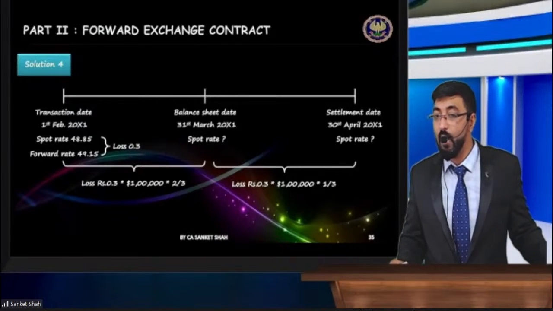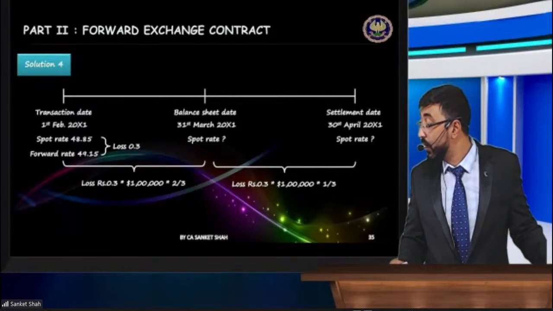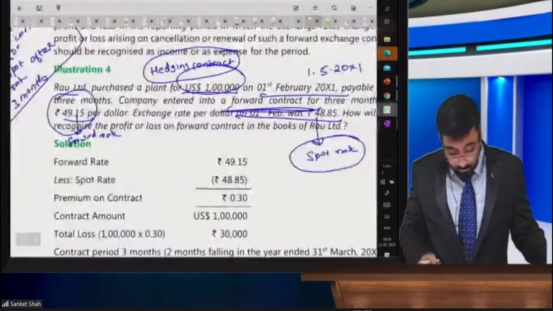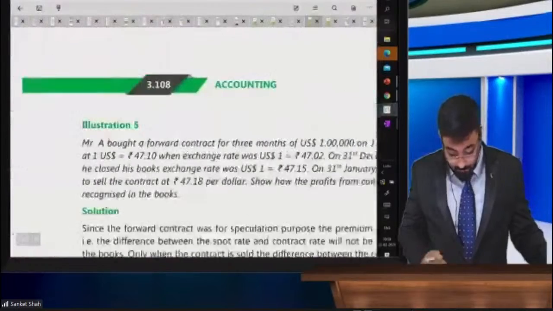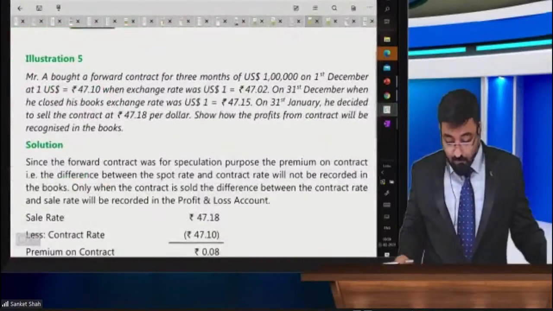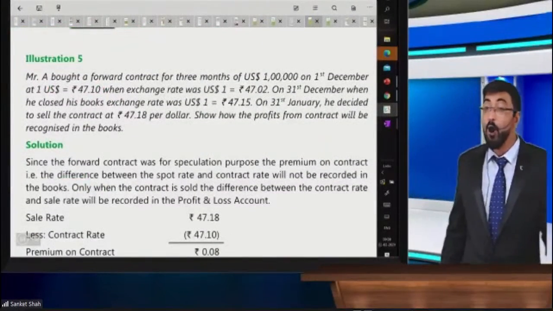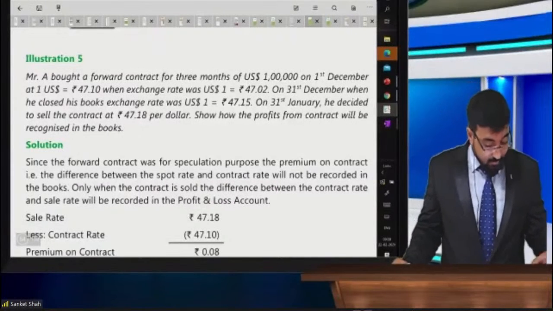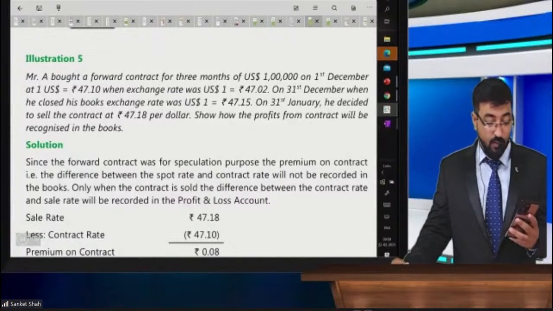So now I understood what is hedging. So I will see now illustration number 5. Come to illustration number 5. Mr. A bought a forward contract for 3 months.